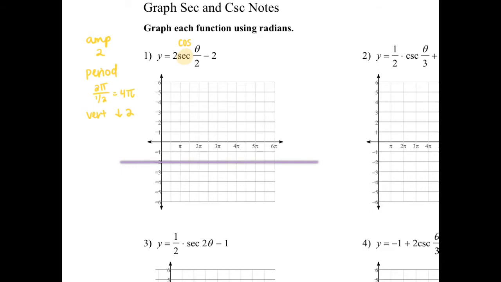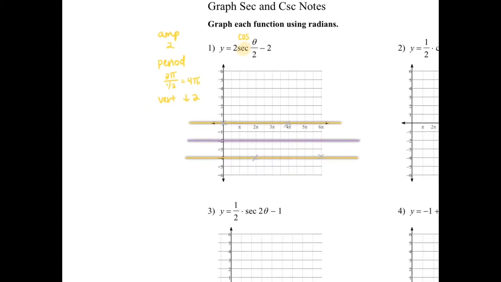So I have my new visual x-axis, and then I'm going to go 2 up and 2 down. And since I'm in cosine, I'm going to be bouncing back and forth on those yellow lines. I've got my first one on the x-axis, my second one at 4, and then my third one in the middle and here.